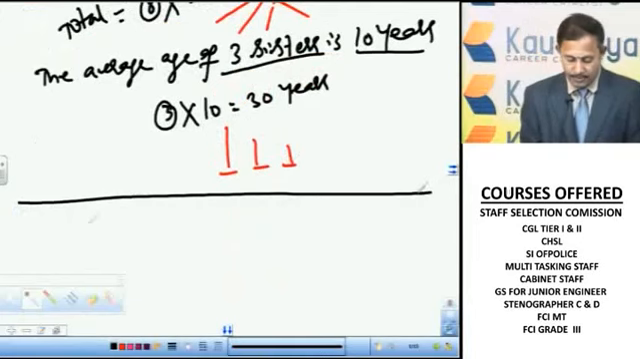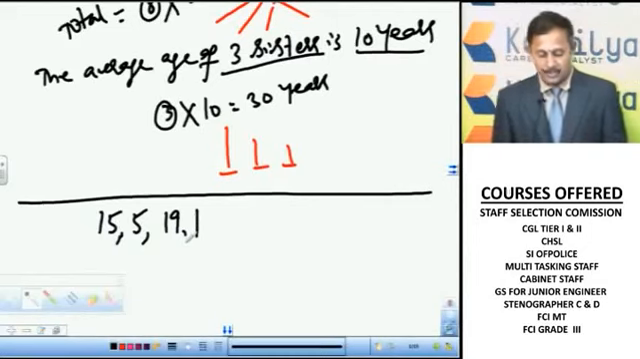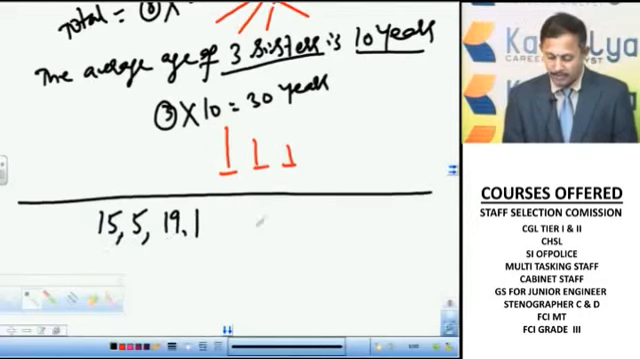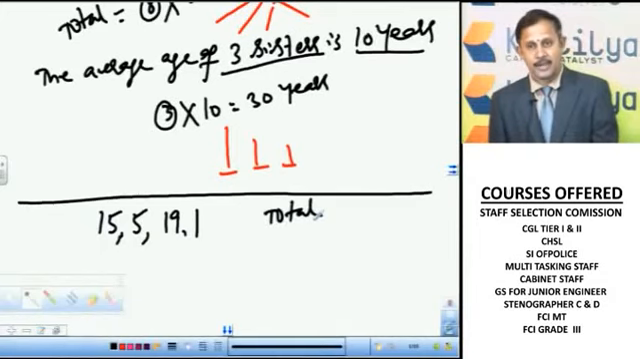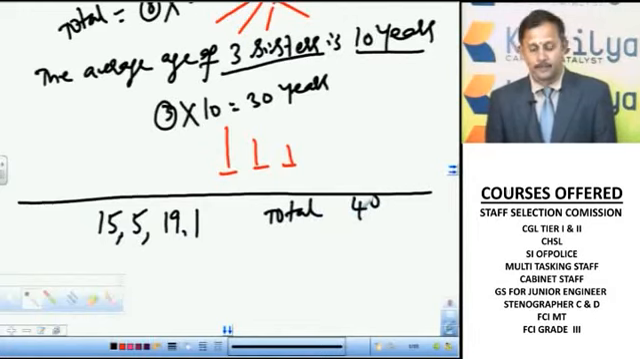Suppose 15, 5, 19 and 1. So here I have given 4 elements, 15, 5, 19 and 1. Friends, what is the total for all these 4 elements? 15 plus 5, 20, 20 plus 19, 39, 39 plus 1, 40. So here the total is 40.